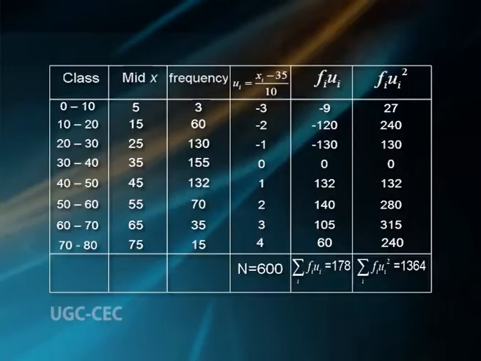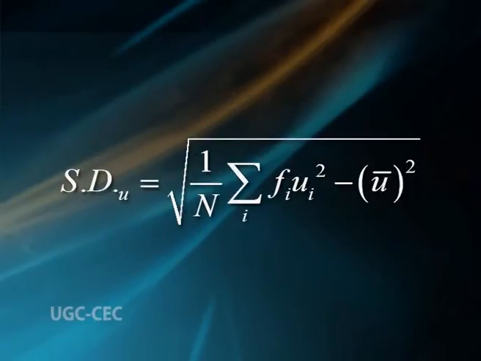Fi ui values minus 9, minus 120, minus 130, 0, 132, 140, 105 and 60. Summation over i Fi ui equal to 178. Fi ui square values 27, 240, 130, 0, 132, 280, 315, 240. Summation over i Fi ui square is equal to 1364. Standard deviation of u values is equal to square root of 1 by capital N sigma Fi ui square minus u bar square.